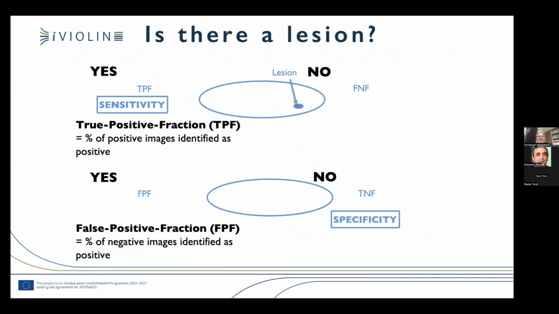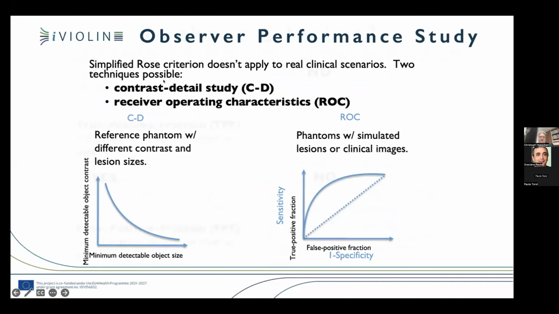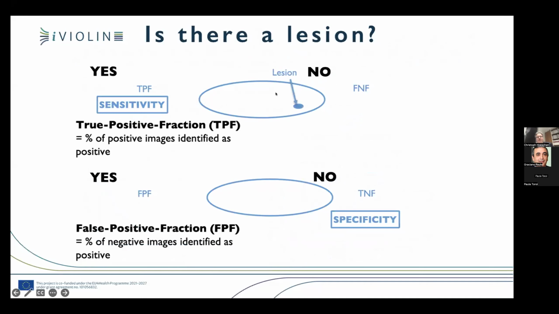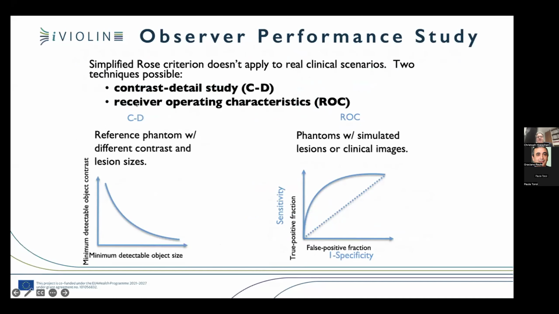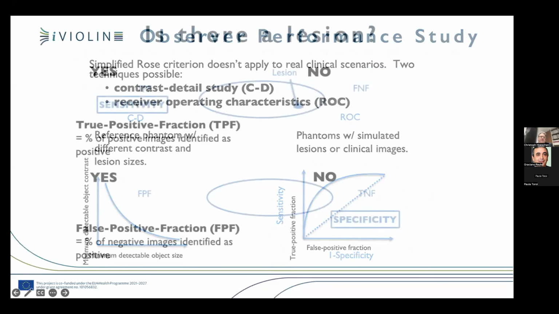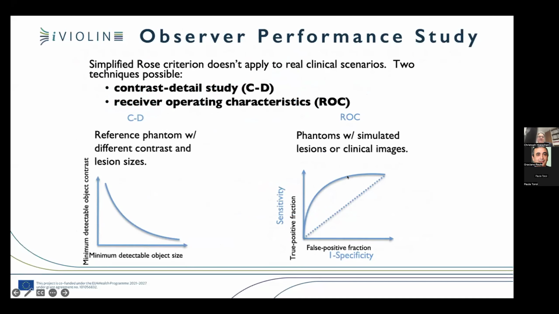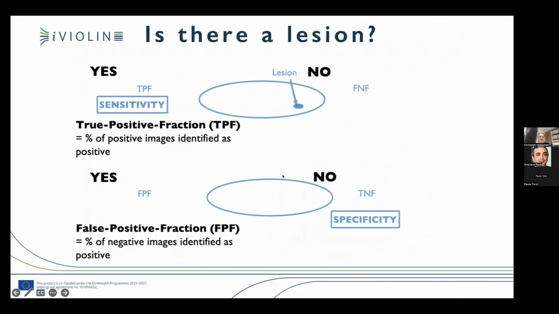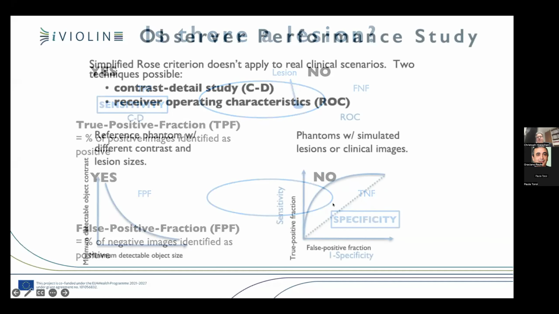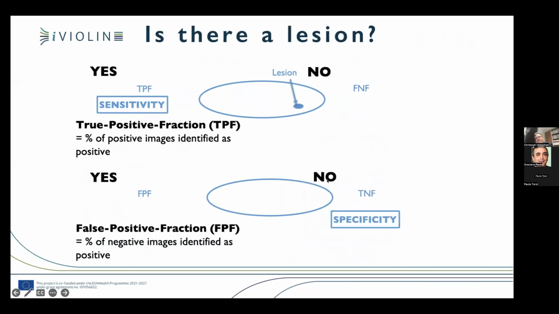Now we can use that. The question is: is there a lesion? If yes, and we really have a lesion, then we talk about the true positive case, the sensitivity of the system. If we say no, but there was a lesion, then it's a false negative. On the other hand, if we have a yes answer when there is no lesion, then it's a false positive. And if we have a no, then it's a true negative, which is a specificity.